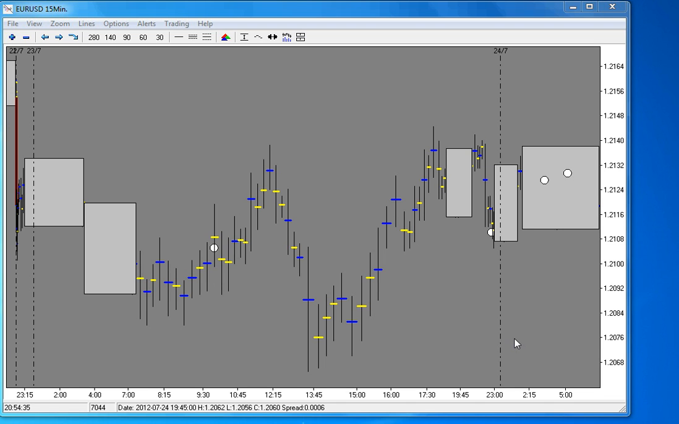Well, hey everybody, this is the 24th of July 2012. Here's another trade on Euro US dollar using the market maker method.